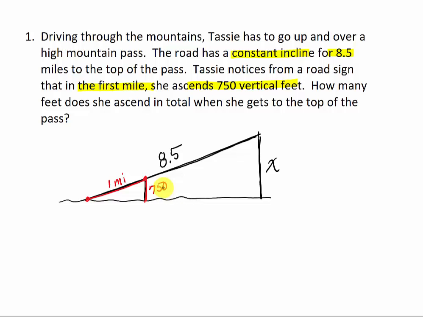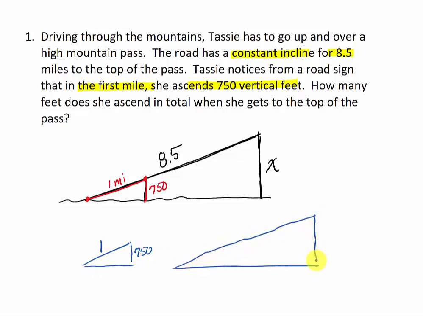Now, if you look at these two triangles, we've got two nested triangles. We have the smaller triangle, that is 1 mile to 750 feet. And then we have the larger triangle that is the entire 8.5 miles to x feet. If you look at these two triangles, they share this angle, so these angles are going to be congruent in both triangles. And when you're measuring vertical feet, you're measuring at a perpendicular.